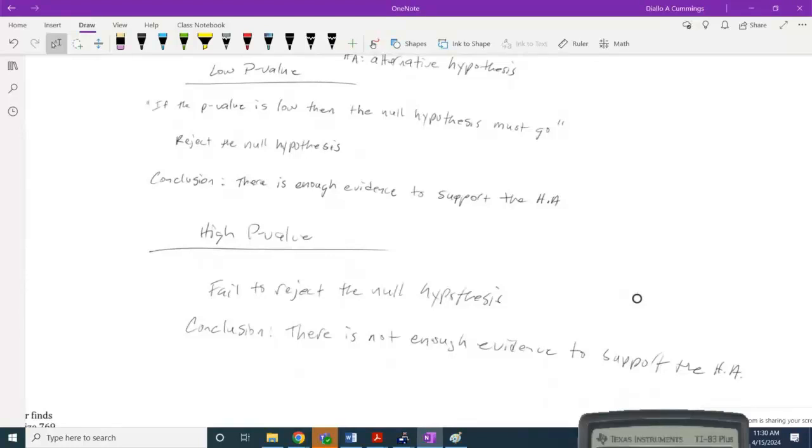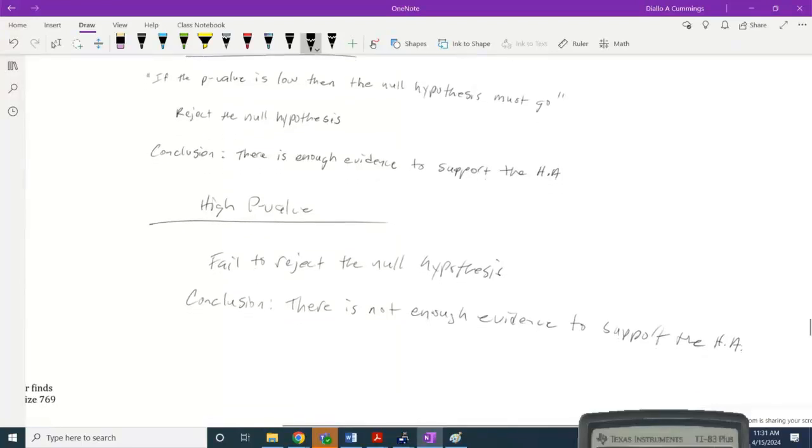Right. So when it asks you for the conclusions, there either is going to be enough evidence to support the alternative hypothesis, and for the purposes of this conclusion, sometimes they may actually write out that alternative hypothesis. Okay, and we'll see how that plays out in a minute. And then if you have a high p-value, you fail to reject the null hypothesis, your conclusion is that there is not enough evidence to support the null hypothesis.